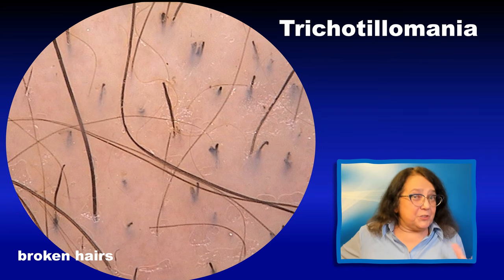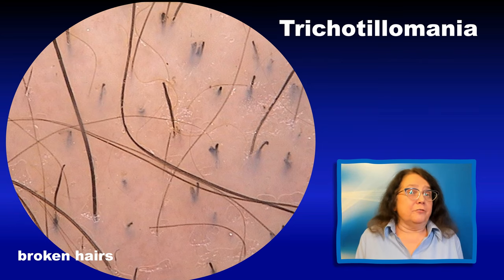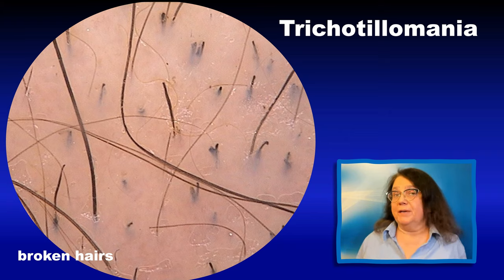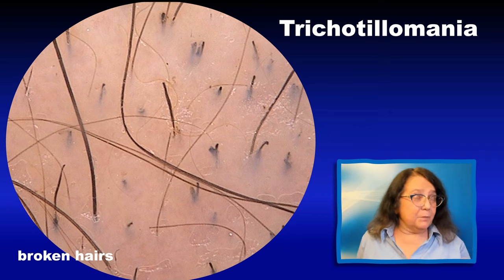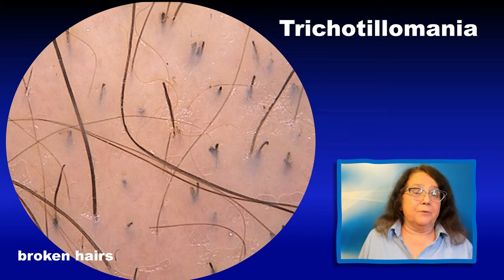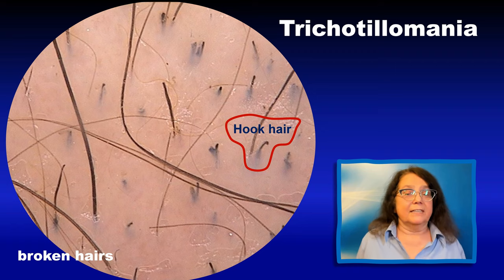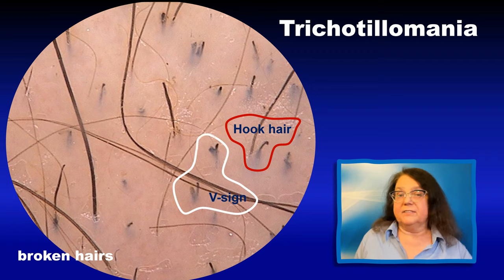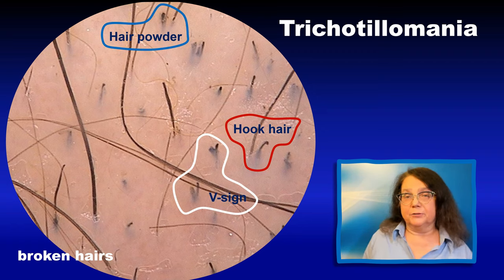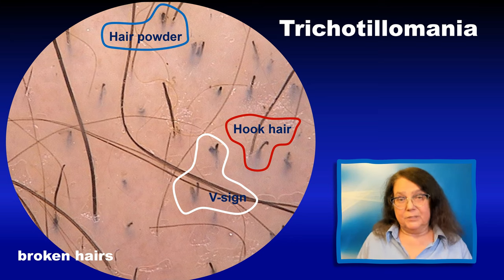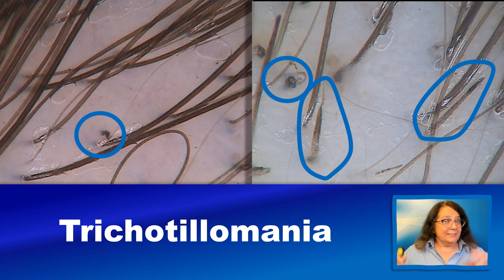A dermatologist's dream about an image of trichoscopy in a patient with trichotillomania may look like this. It has multiple broken hairs in a chaotic arrangement. It has some black dots. There are also specific features like the hook hairs, a V sign, and also some hair powder. But in real life, this usually looks a little bit different. Usually, there are not so many different trichoscopy features of trichotillomania in one field of view, and we will need to look for the specific features.